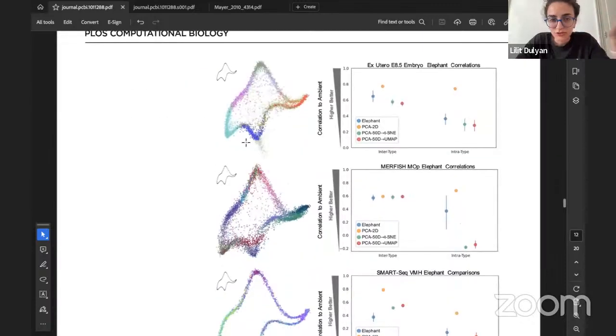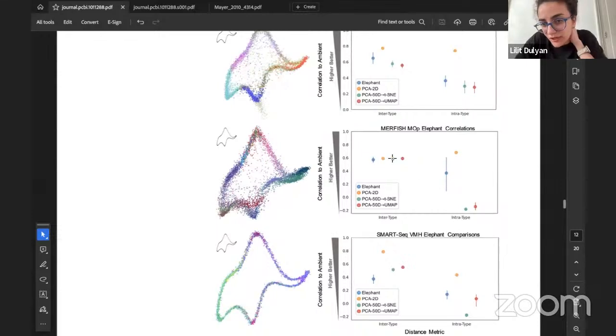And you can see here, we have the elephant, okay? And they calculated this correlation to ambient. And you see that the elephant, a joke example, okay, is performing at more or less the same level as other methods.